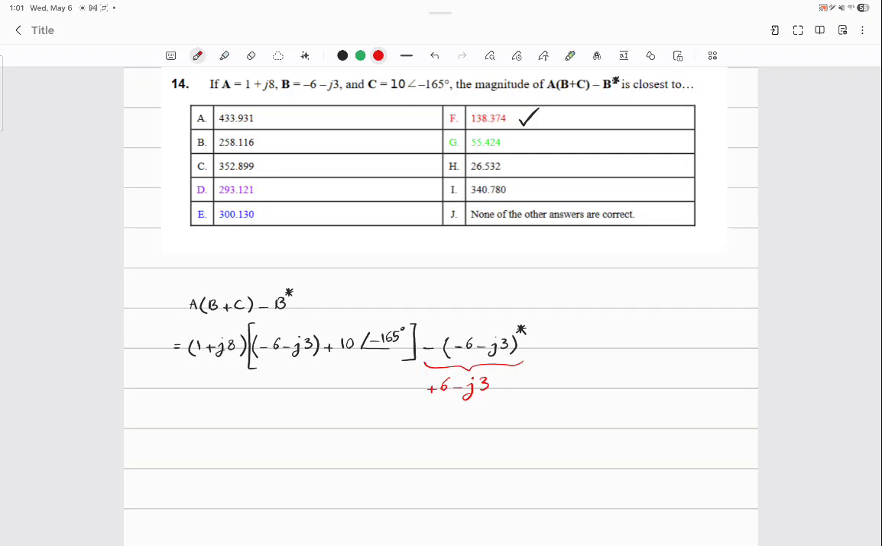But I get like a 3-digit number. You get a 3-digit number? What is it? 1352. Is that a 3-digit? So you did inside the bracket, and then multiplied by 1 plus J8 inside the parentheses, and then plus 6 minus J3, and then you change it to polar.